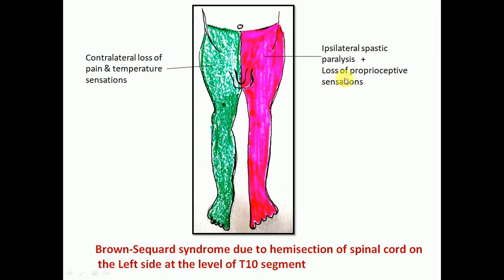If the left portion is involved, it causes ipsilateral, same side, paralysis, that is spastic type of paralysis, and there is also loss of proprioceptive sensation. This spastic paralysis is due to involvement of the pyramidal tract, and loss of proprioceptive sensation is due to involvement of the spinocerebellar tract. On the opposite side, there is a contralateral loss of pain and temperature sensation due to involvement of the spinothalamic tract. So these are the signs and symptoms of Brown-Sequard syndrome.